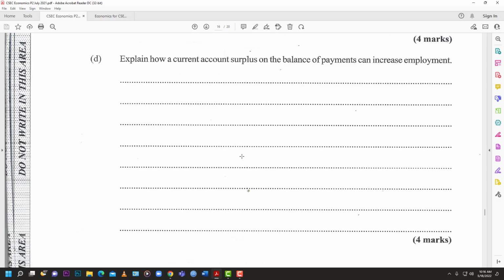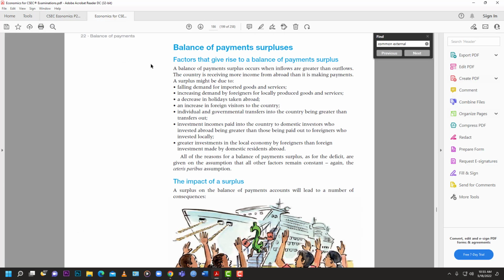Explain how a current account surplus on the balance of payments can increase employment. So in continuing looking at the D-now, explain how a current account surplus on the balance of payments can increase employment. So let's see how this goes. So what exactly is a surplus on the balance of payments? Now a surplus occurs when inflows are greater than outflows. So more money coming into the country than is leaving, right?